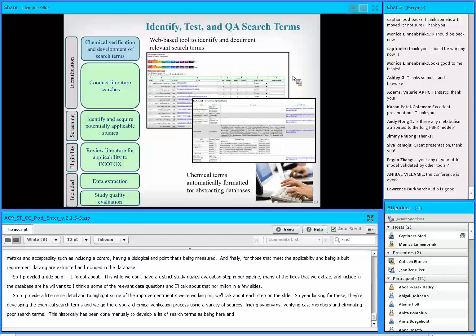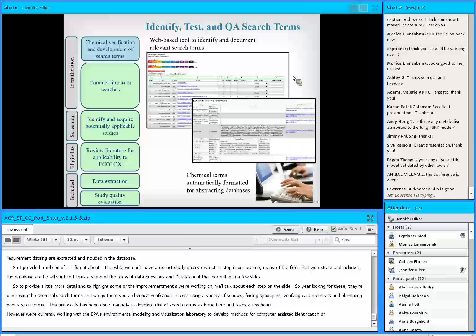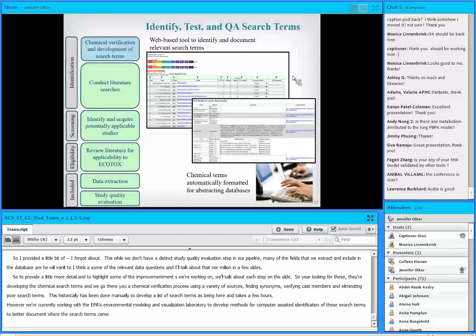However, we're currently working with the EPA's Environmental Modeling and Visualization Laboratory to develop methods for computer-assisted identification of these search terms to better document where the search terms came from and really improve the speed and transparency of this process. So this is in place now.